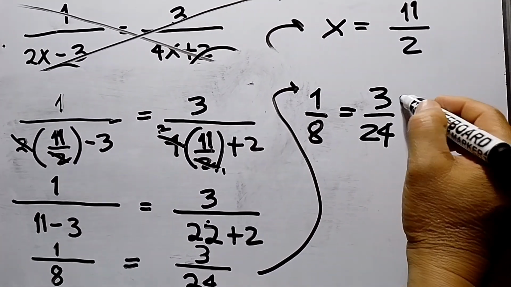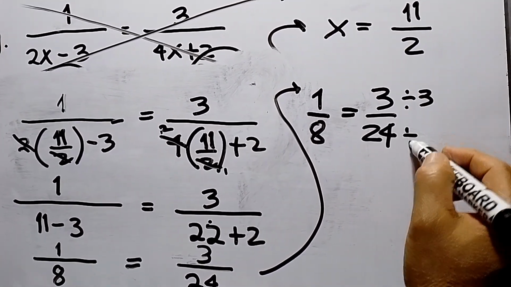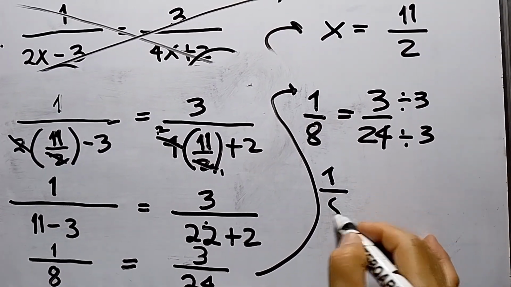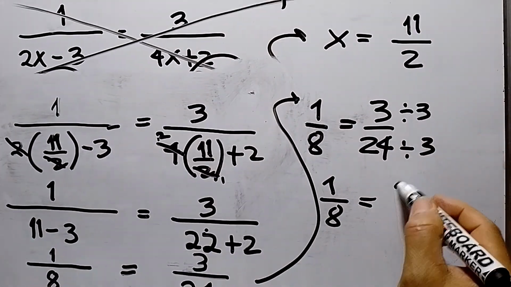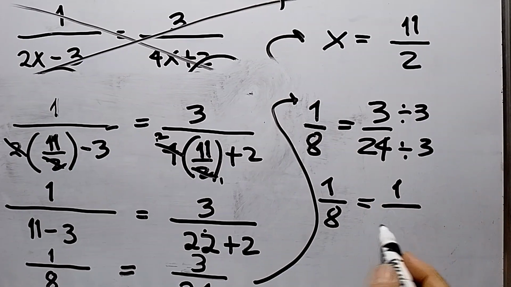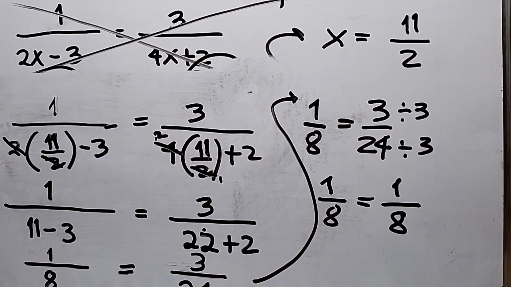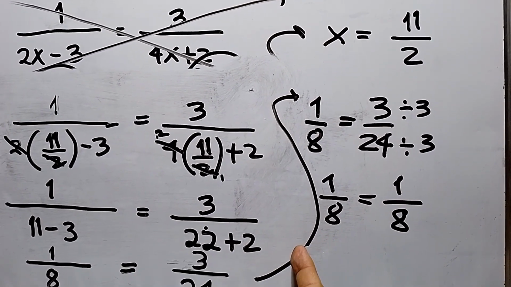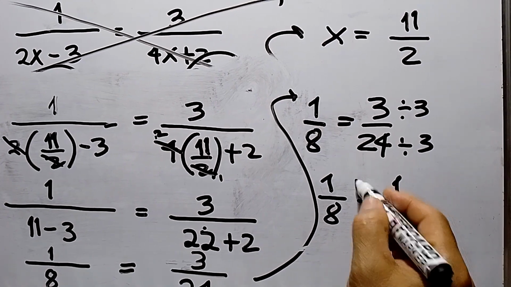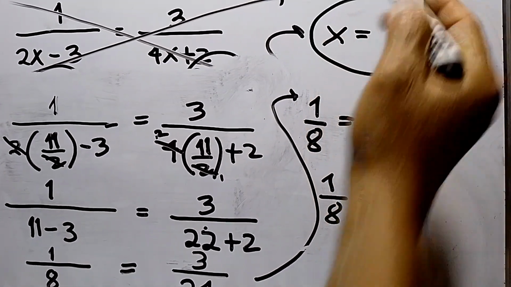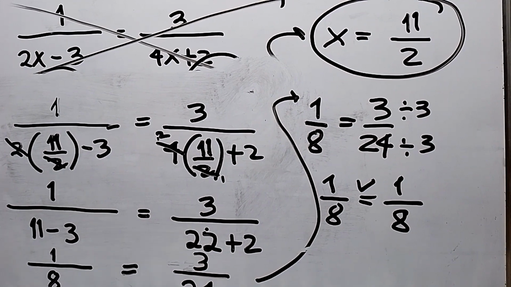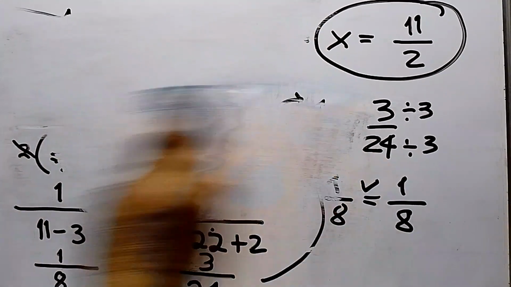Then I need to reduce this one by dividing 3. So this will be 1/8. 3 divided by 3 is 1. And then 24 divided by 3 is 8. So I have here at the left side is 1 over 8 and then right side is 1 over 8. So meaning x equals 11 over 2 is correct. Now let's move to number 2.